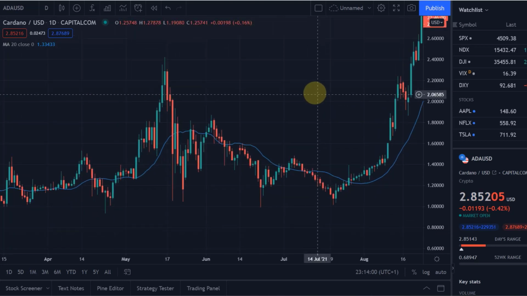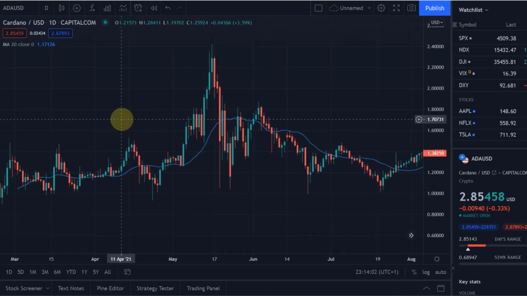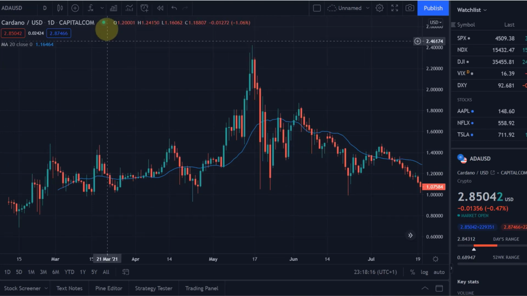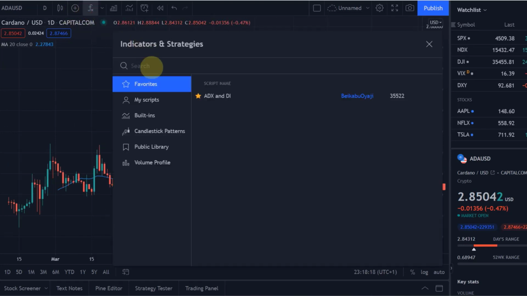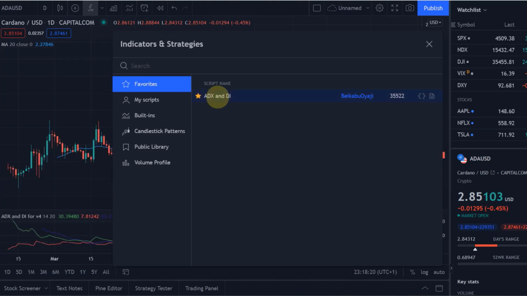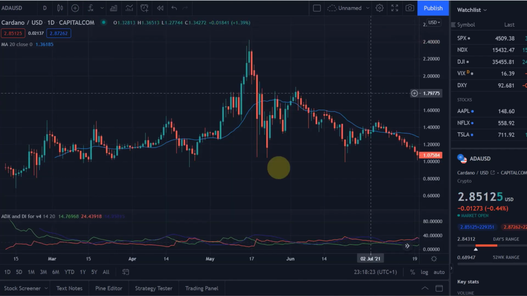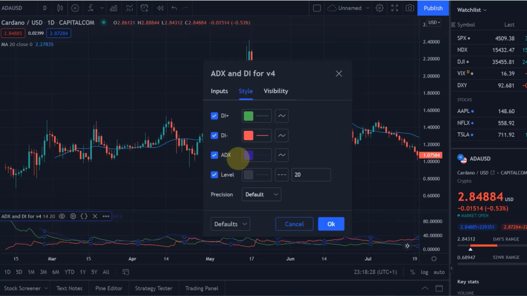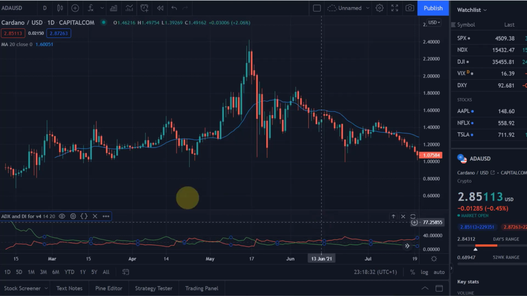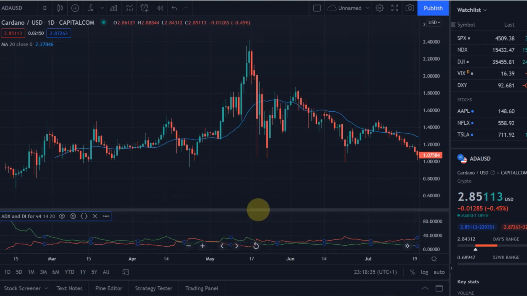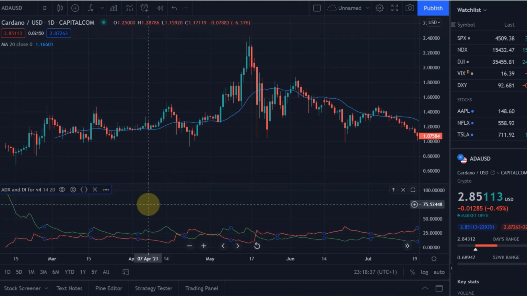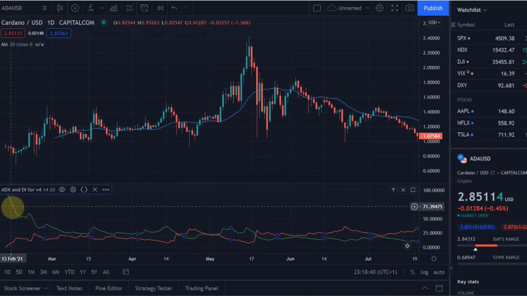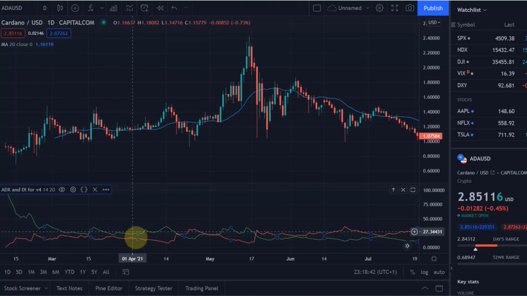Now, I will show you the third way of how to identify a trend, and that is the ADX. We can find the ADX again in TradingView, by typing in ADX and DI and then clicking on that. For the purpose of this video, to keep it simple, we deselect the ADX. We just have the DI plus and DI minus lines here. And what we can clearly see with these two lines is that if you have the green line above the red line, this is an indicator that we are in an uptrend.